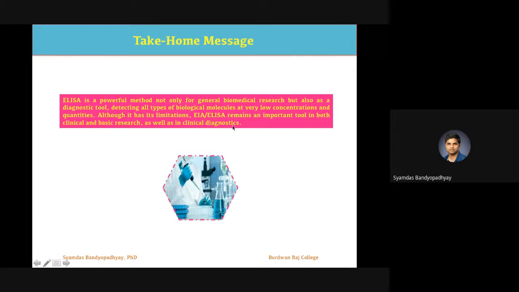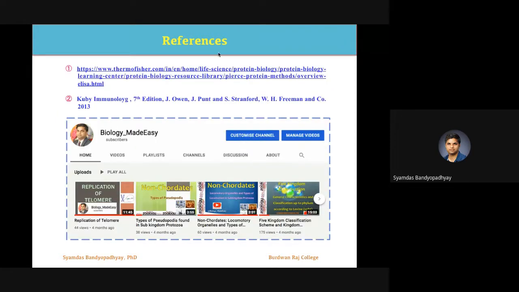RIA or ELISA, sometimes called EIA, remains an important tool in both clinical and basic research as well as in clinical diagnostics. As a diagnostic tool, people use the ELISA protocol very often, right? So these are my references. You can study Kuby Immunology, 7th or 6th edition, and you can get more idea. Also, you can search the internet for ready references on ELISA.